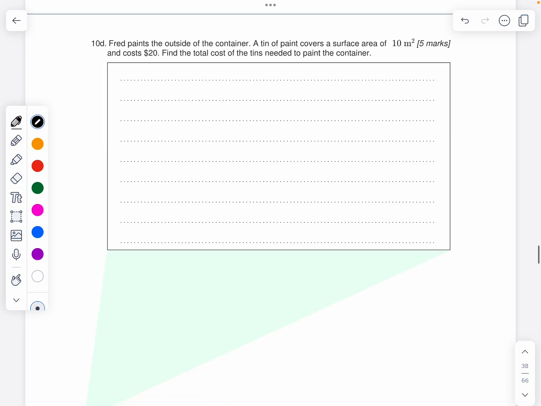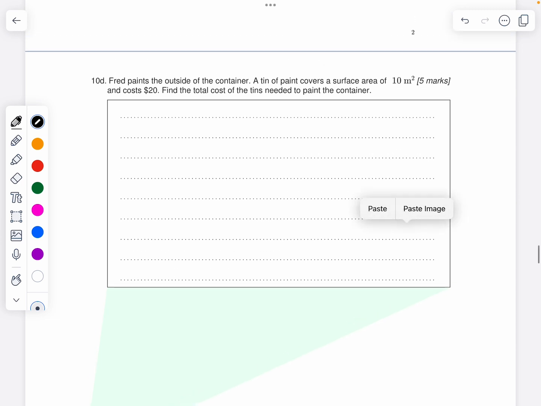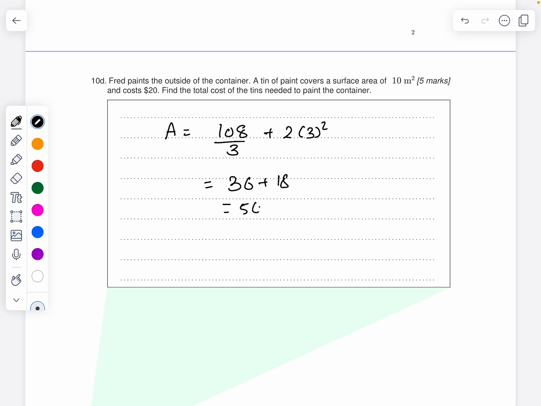Next, Fred paints the outside of the container. A tin of paint covers a surface area of 10 meters square and costs $20. Find the total cost of the tins needed to paint the container. Now, for the minimum surface area, we know x is 3, therefore the minimum surface area is going to be 108 upon x plus 2 times x square, which is 36 plus 18, so which is going to be 54 meters square.